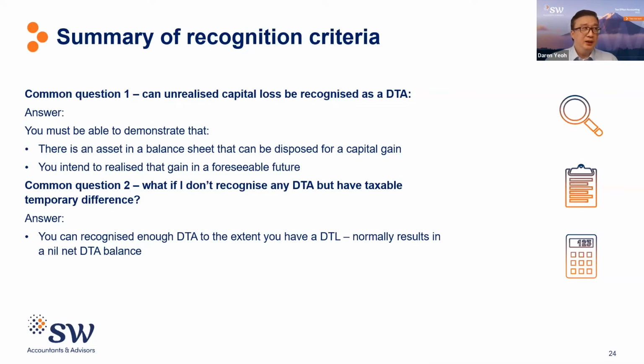Another question that we get is, I have to recognize the DTL, but I don't recognize any deferred tax assets. Now, is that the situation? As I said, you can recognize enough deferred tax asset to offset any DTLs, deferred tax liabilities, you have. So you end up with a net DTL of 0.